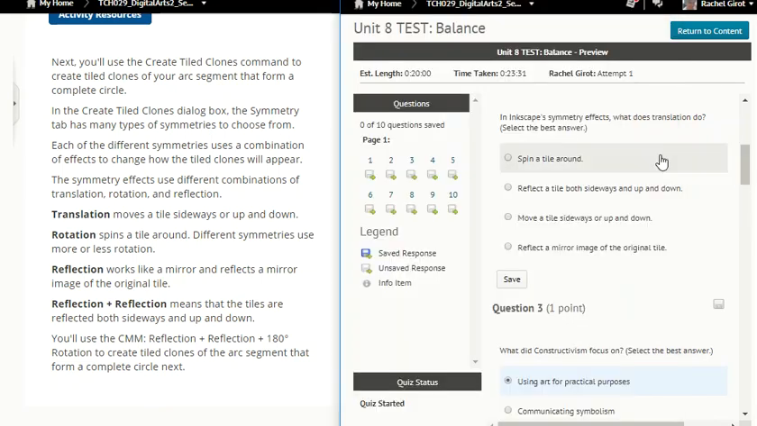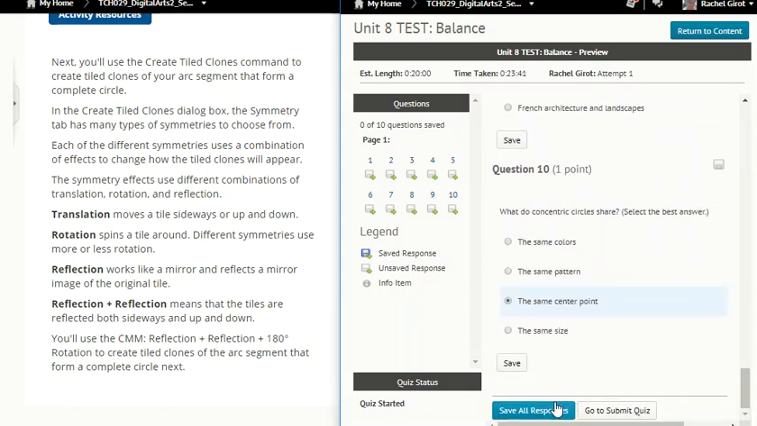All right, so what was the question? What does translation do? Move a tile sideways or up and down. All right, perfect. You're done. Make sure you save all your responses and submit your quiz. Thank you.